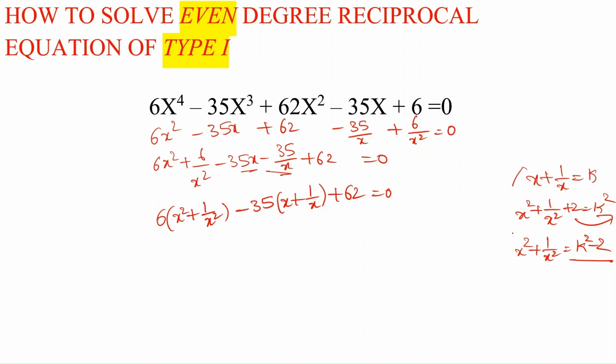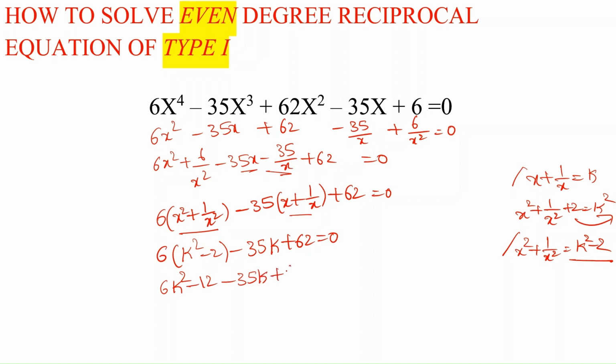Substitute this x plus 1 upon x and x square plus 1 upon x square in the equation. This is 6 of, in place of this, we have k square minus 2, minus 35. In place of this, we'll keep k, plus 62 equal to 0. Now simplify this. 6k square, 6 into minus 2 is minus 12, minus 35k plus 62 is equal to 0. 6k square, minus 35k. Now we have minus 12 plus 62, it gives plus 50 equal to 0.